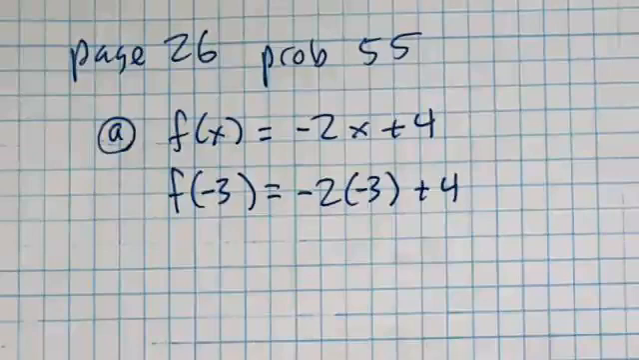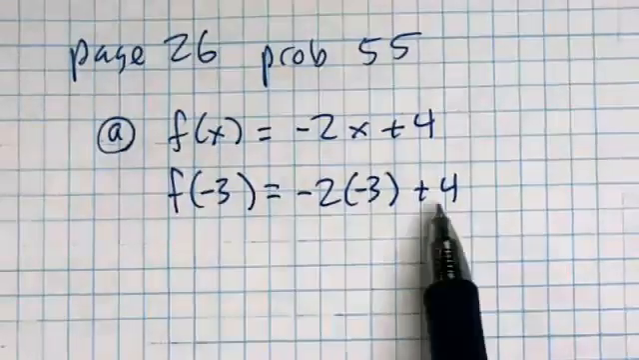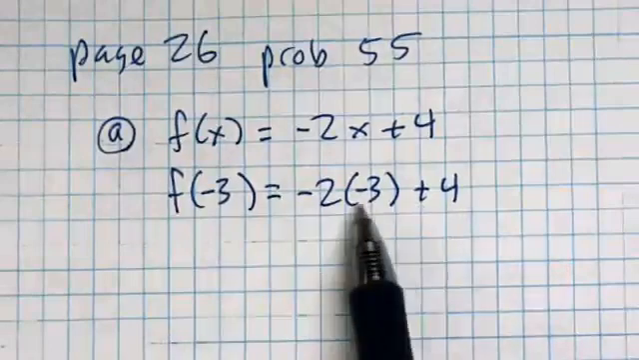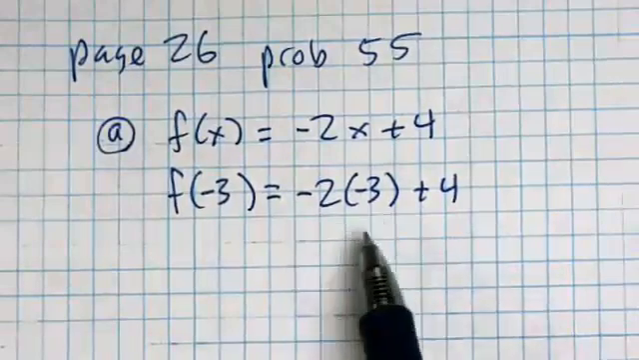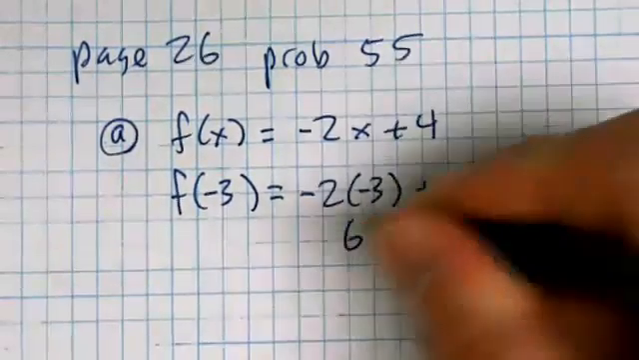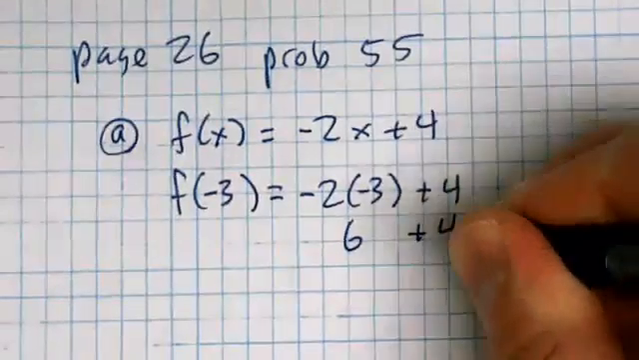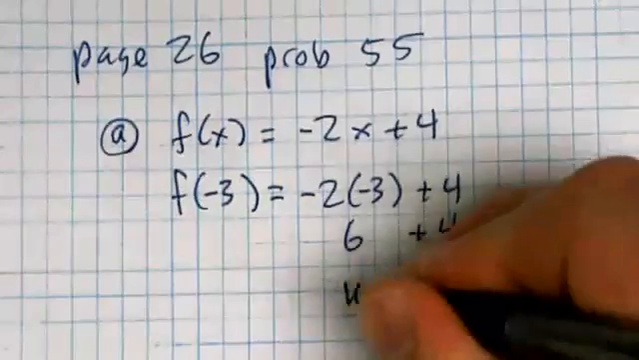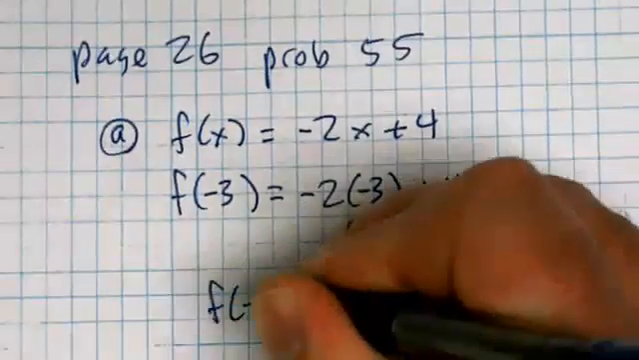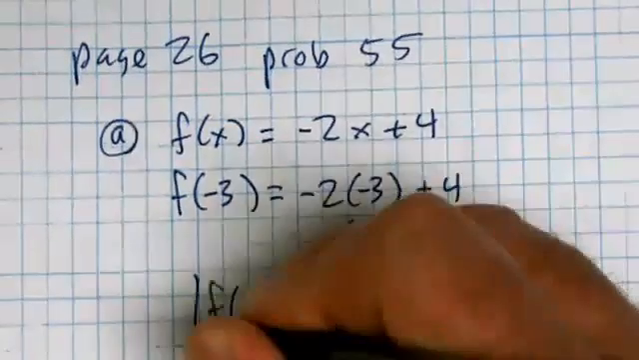And then we're going to do a little work. We got multiplication and addition. Order of operation tells us we need to do this multiplication first. Be careful with your negatives. What happens when you multiply two things that are negative together? You end up with a positive. And then now we can deal with the addition. 6 plus 4 is 10. Final answer is f of negative 3 equals 10.